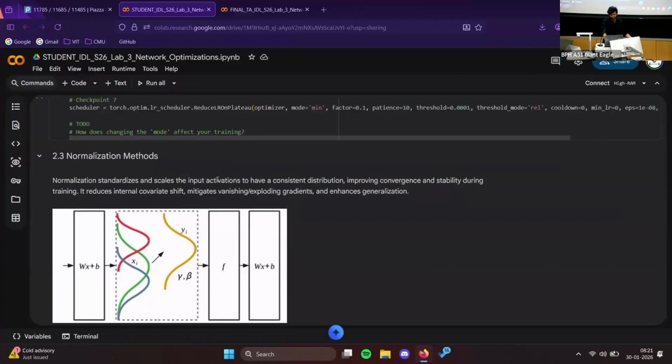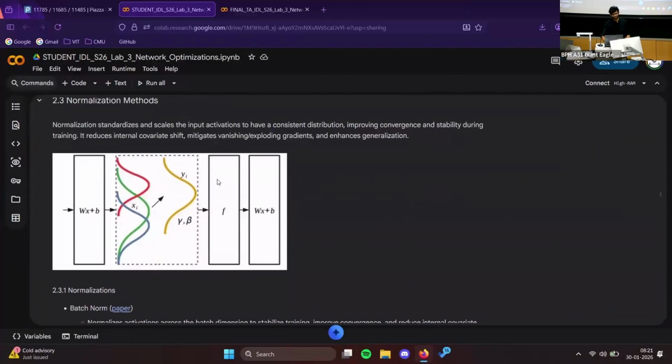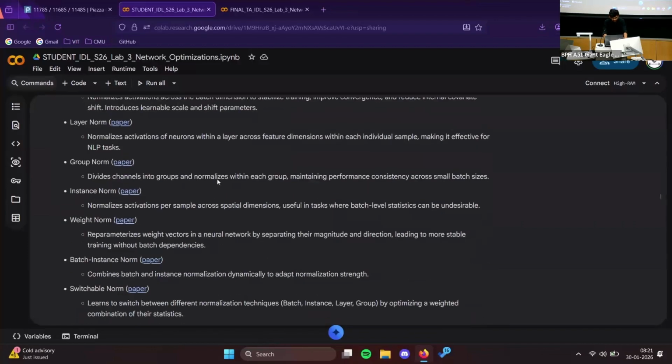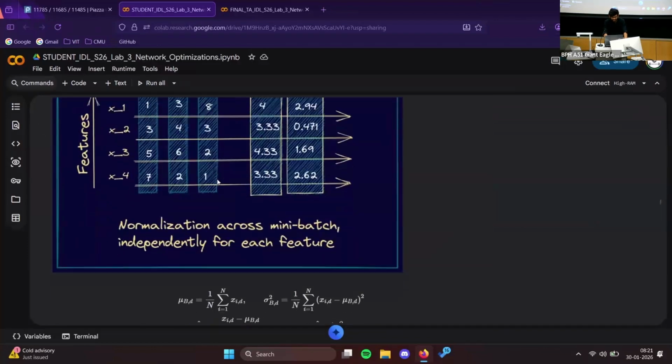So this calls for normalization, and there are many techniques in normalization, starting with batch norm, layer norm, instance norm, and group norm. We'll go through some of these in detail, and I'll leave the others to you. So let's start with batch norm.